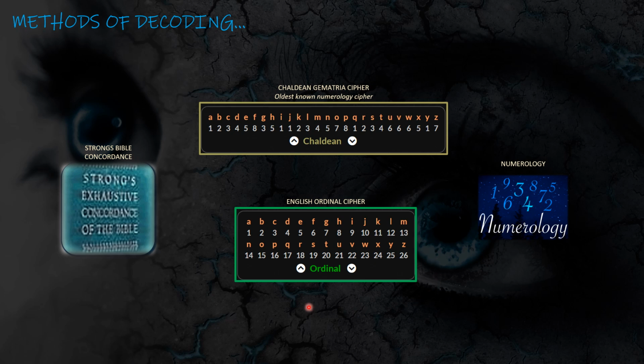This cipher also pairs very well with the Strong's Concordance. The Strong's Concordance is every word in the Bible indexed by number, grouped up by the Old Testament, which is written in Hebrew, and the New Testament, which is written in Greek. So let's move on with our decode.